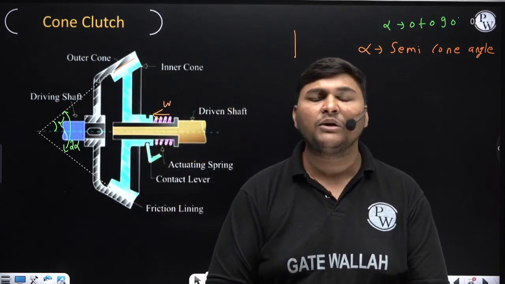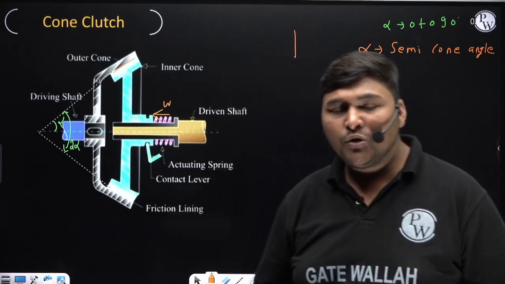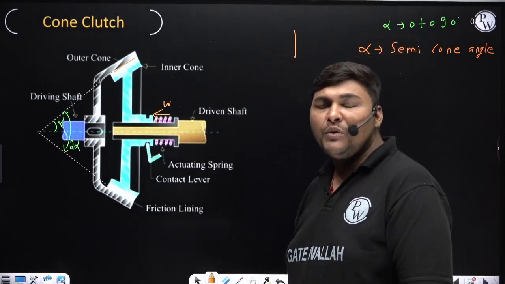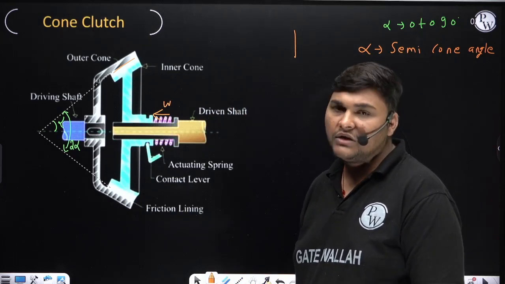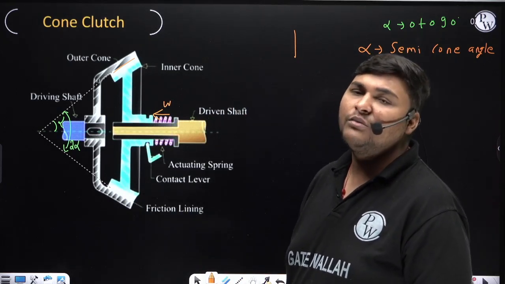In this contact surface, pressure will create. Due to pressure, pressure force will come. Due to pressure force, friction force will come. And due to friction, friction torque will come. Okay, so it is the general working of this cone.